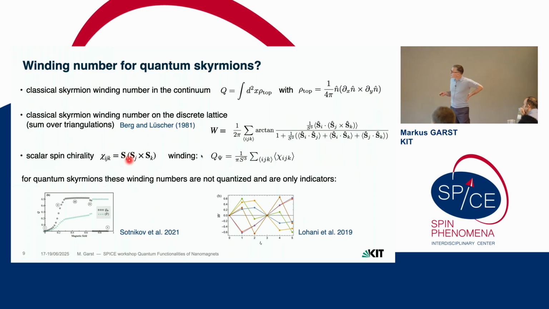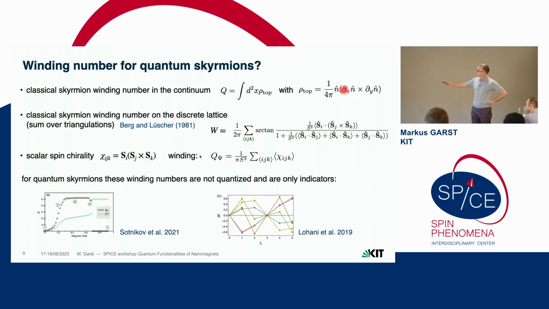What else you can do is to look at the so-called scalar spin chirality. The scalar spin chirality is also a famous object in quantum magnetism, in particular for frustrated systems. If you look at how it is defined, it essentially looks at 3 spins on 3 neighboring sites. You take 2 spins, take the cross product, and then take the scalar product, and then you get a scalar. For that reason, it's called a scalar spin chirality.